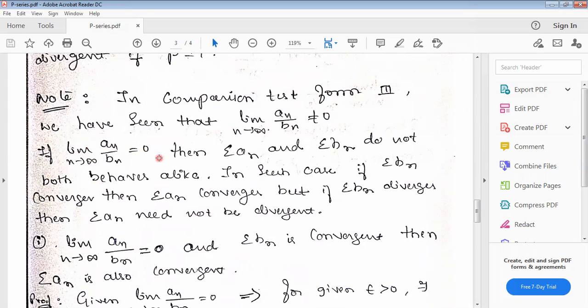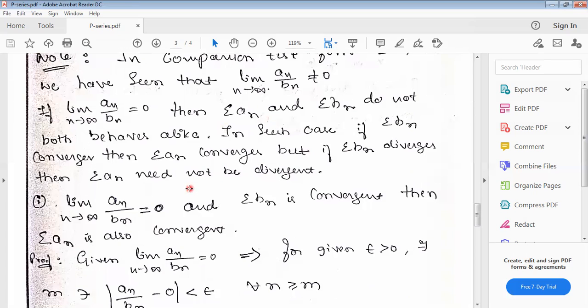Suppose that this limit is 0. Then sigma an and sigma bn do not both behave alike. That is, in such a case, if sigma bn converges, then sigma an converges. But if sigma bn diverges, then it is not necessary that sigma an is also divergent.